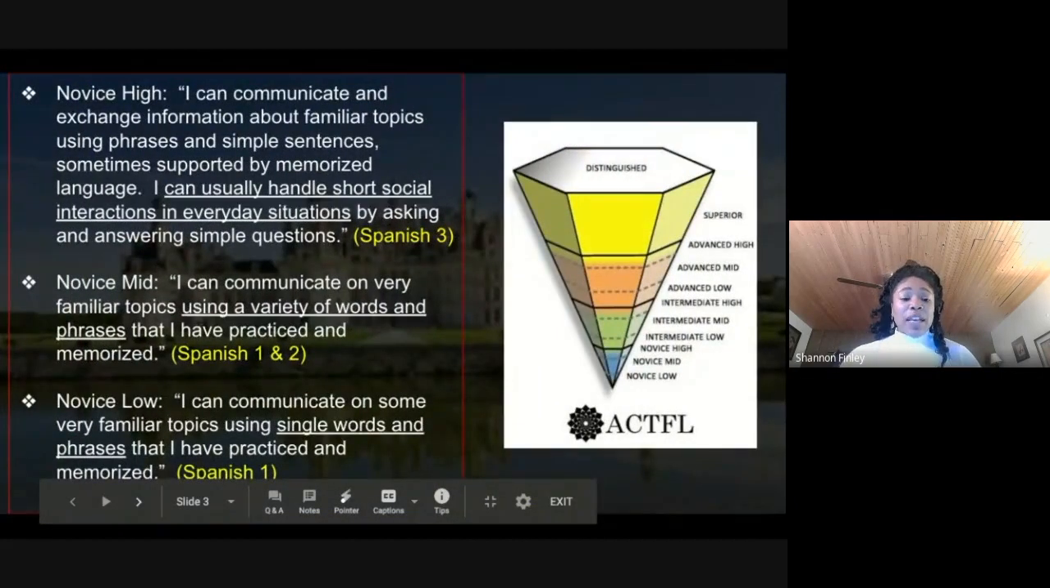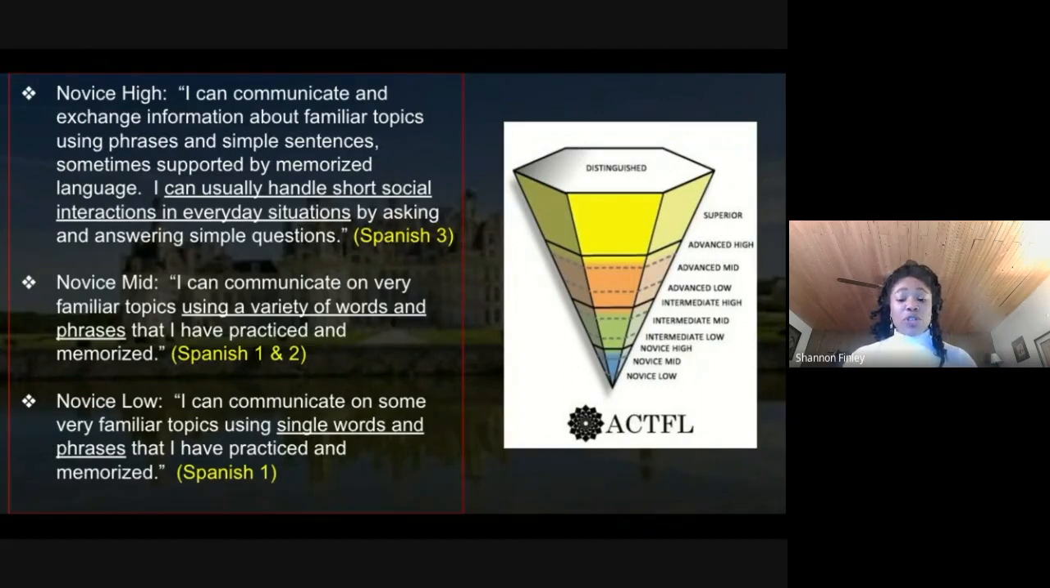I want to begin with the novice level. If you look to the right of the slide at the bottom where it says ACTFL, which stands for American Council for Teaching Foreign Languages, you have novice low, novice mid, and novice high. Spanish 1 language learners start at novice low. And as you matriculate through each level, you get to novice high, then to intermediate, advanced, and all the way to distinguished. Depending on where you begin your journey, whether that's 7th grade, 8th grade, or 9th grade at level 1, 2, or 3, that can dictate where you will be by the time you're done with that program.